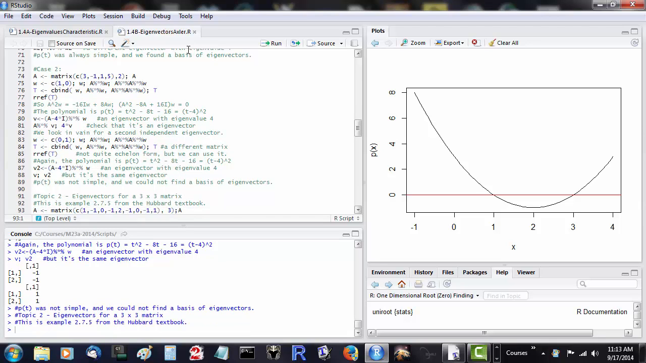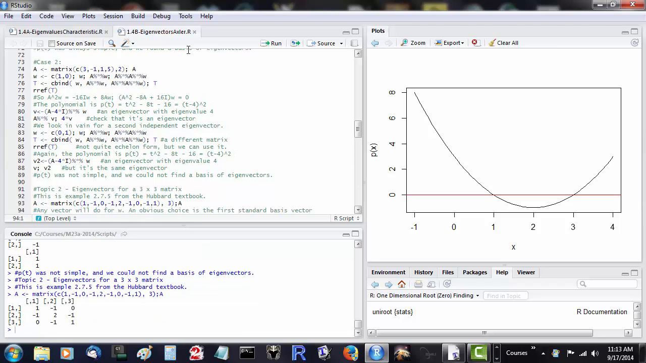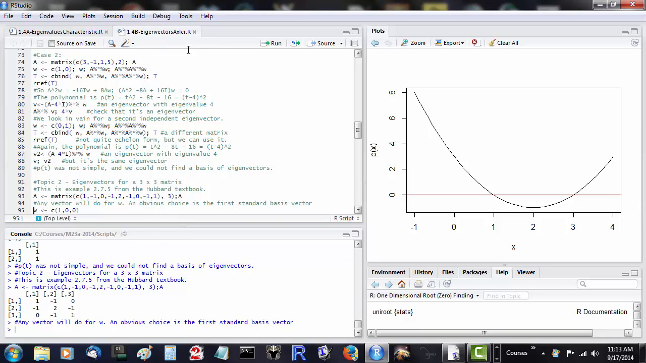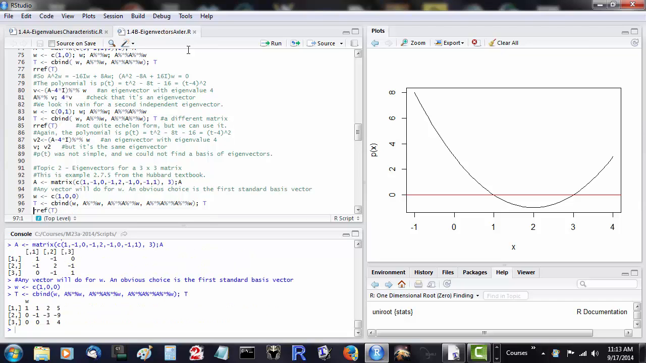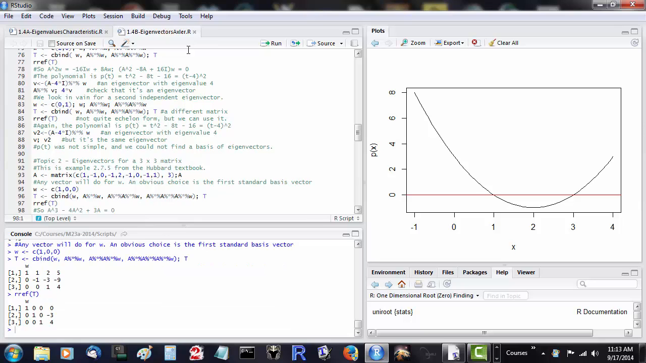Now let's look at the case of a 3 by 3 matrix. I'll use the one from the textbook. And why not use the first standard basis vector as W? Since I have 3 component vectors, I will compute 4 columns for my matrix, guaranteed to give me linear dependence. I row reduce the matrix T, and from that matrix I can read off the equation A cubed minus 4A squared plus 3A equals 0.